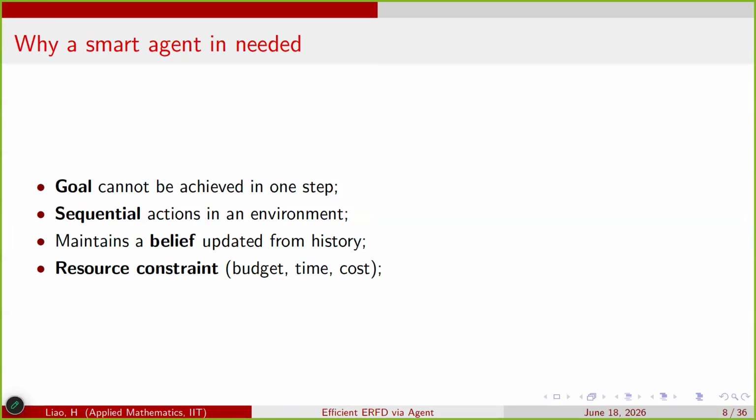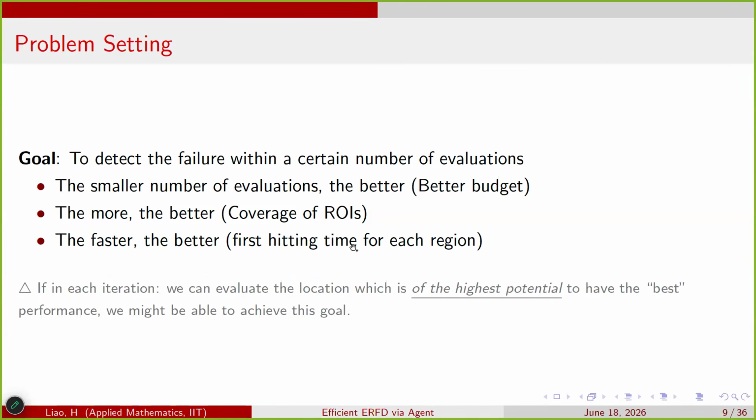The reason why it's important is because this goal cannot be achieved in one step. And also, what we are trying to do is a sequential design, so we can slowly approach the regions we're interested in. And then we're trying to maintain some belief, which can also be updated using the newly collected data. And then we are facing some resource constraints. That's why we are trying to propose this new kind of problem setting.